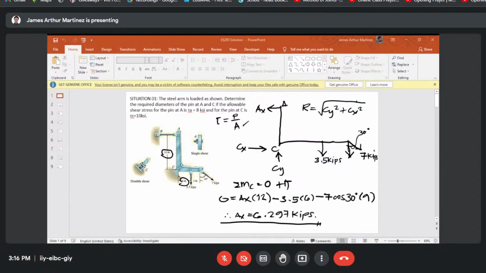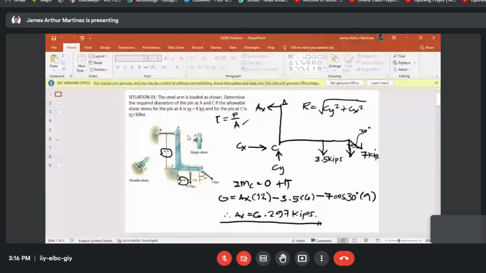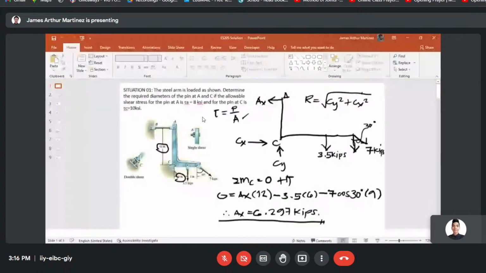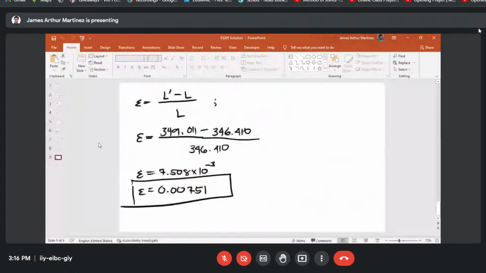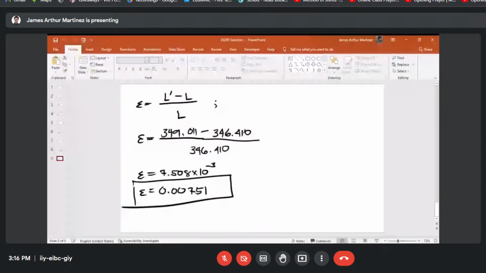Just continue solving our midterm exam problems. So I will just add it here to the PowerPoint we used, so that I will give you only one file for the solution of the midterm exam problems.